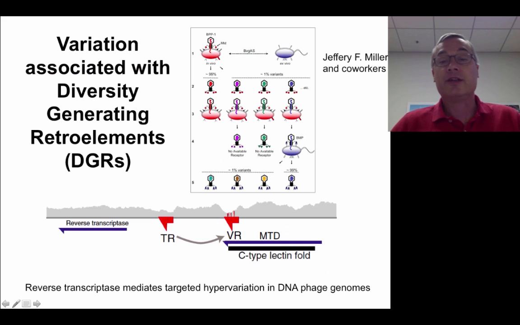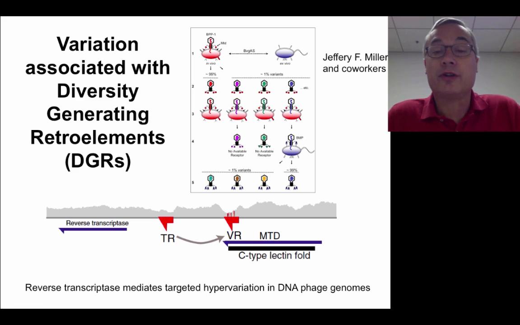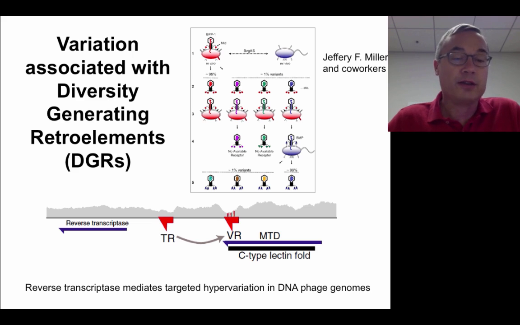Well, it turns out that there's been some really beautiful work done on one of these kinds of regions by Jeffrey F. Miller and coworkers. And so I'm going to tell you about their mechanistic studies and then come back to the kinds of things we saw in the metagenomic data. So Miller studied phage BPP1, which infects Bordetella.